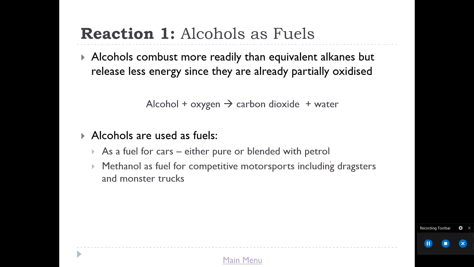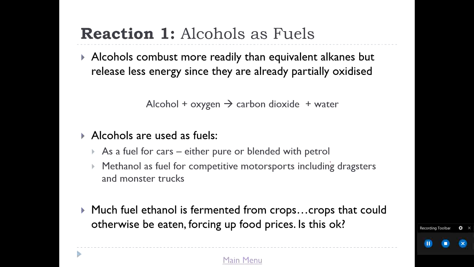Okay, alcohols are used as fuels. So you can use alcohols as pure fuels, like methanol is used as a fuel in competitive motorsports. So in dragsters and monster trucks, you use a high concentration of methanol. Or it can be blended with regular petrol or regular gasoline. So if you go to the gas station, you'll actually see there's a little sticker usually on the pumps and it'll say may contain up to 10% ethanol. This is often included as like a cleaning agent, but it also combusts as well.